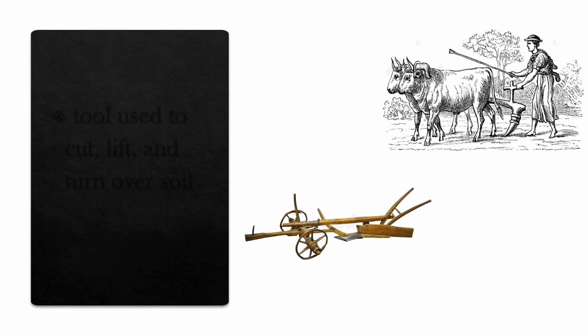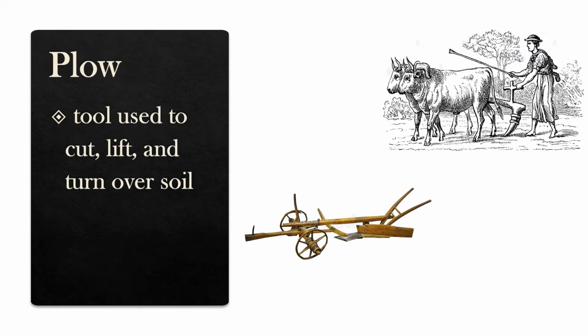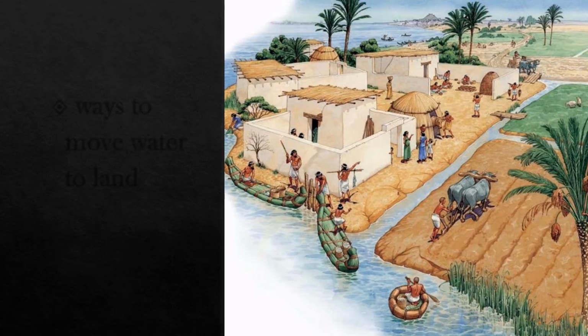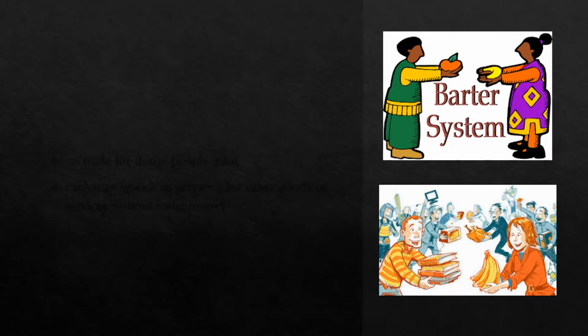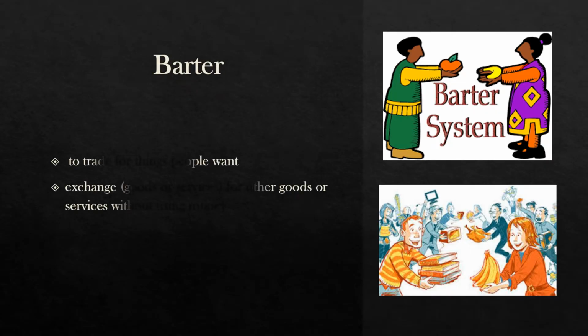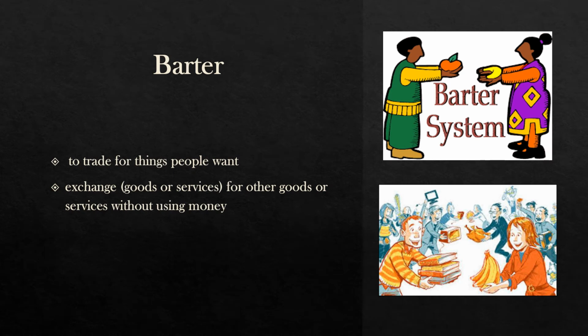Now, can you recognize this tool? Yes, it's a plow. A plow is a tool used to cut, lift, and turn over the soil. Now we have irrigation, and irrigation is a way to move water to land. Barter is to exchange goods or services for other goods or services without using money. Remember, whenever you start using money, it becomes trading and not bartering.